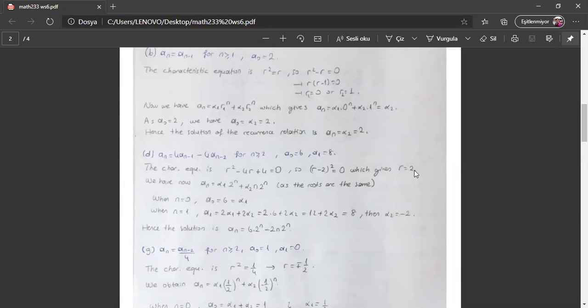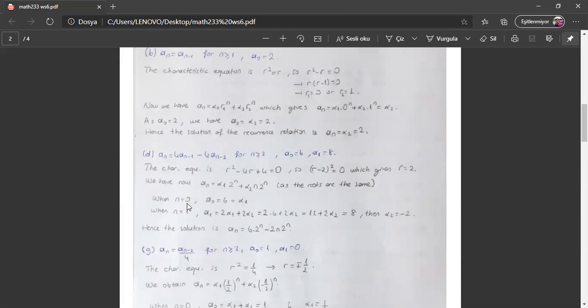You see r equals 2 of multiplicity 2, so we need to write it in this form. For the first one we have alpha 1 times 2 to the n plus alpha 2 times n times 2 to the n. If it was of multiplicity 3, for example, we would write plus alpha 3 times n squared times 2 to the n. It goes like this.